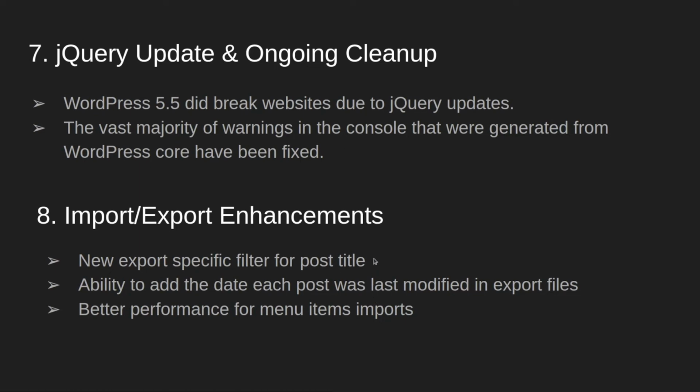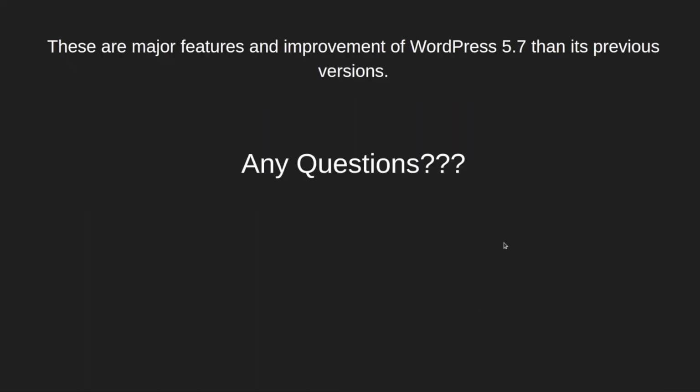And another major feature of 5.7 is that it enhanced our import and export feature. In 5.7, we can export specific title-based blogs, and we can filter our export on the basis of date and authors and the like also. So it has better performance for menu items import too.